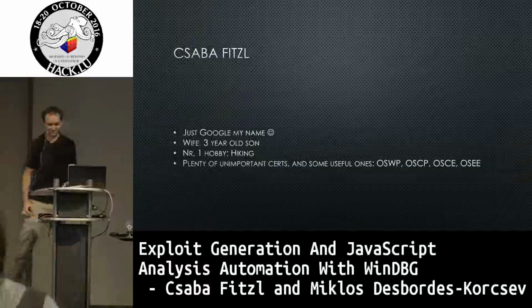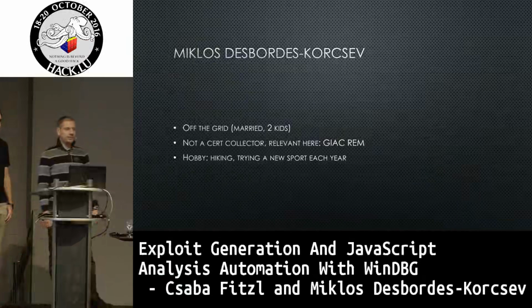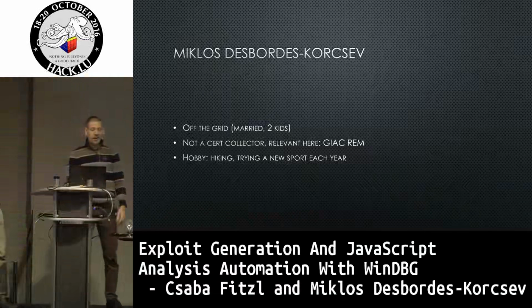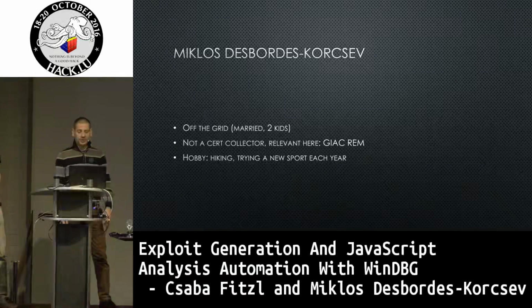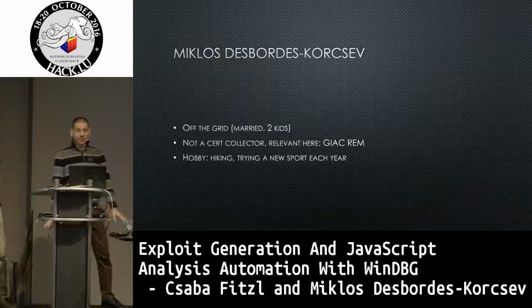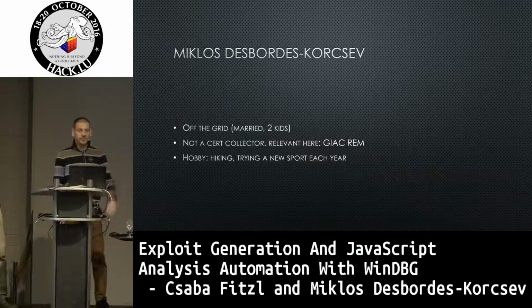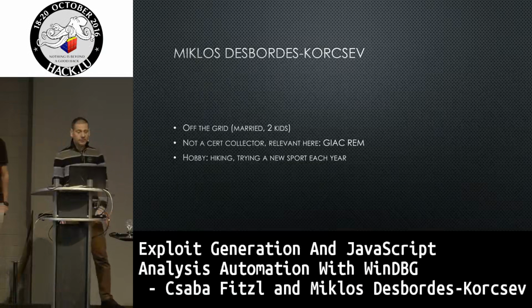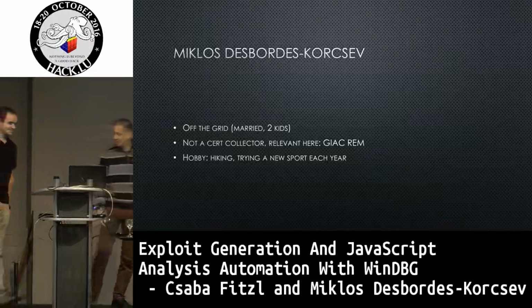And Miklos? Hey, good morning. I'm mostly off the grid, so I'm a kind of paranoid person, so you will not find too much on me on Google, I can promise. Just a little bit of information about myself. I'm married, I have 2 kids. I'm not so much of a cert collector, although I'm interested in a lot of trainings and I typically do attend them, but the one that is potentially relevant for this presentation is GREM, reverse engineering malware. As for hobbies, I'm also kind of a hiker, and I typically try a new sport every year. Back to Csaba. Thank you.